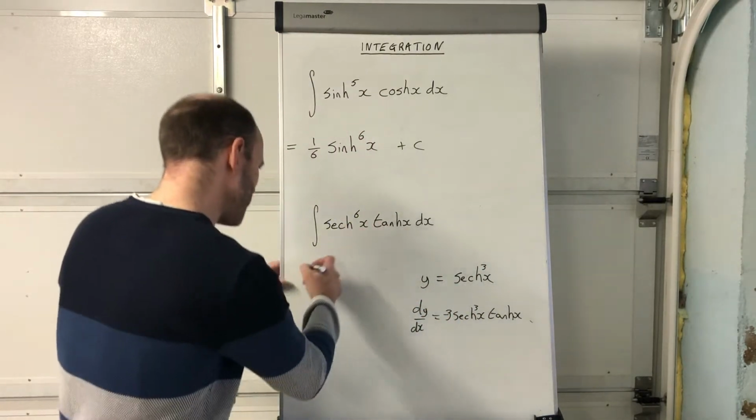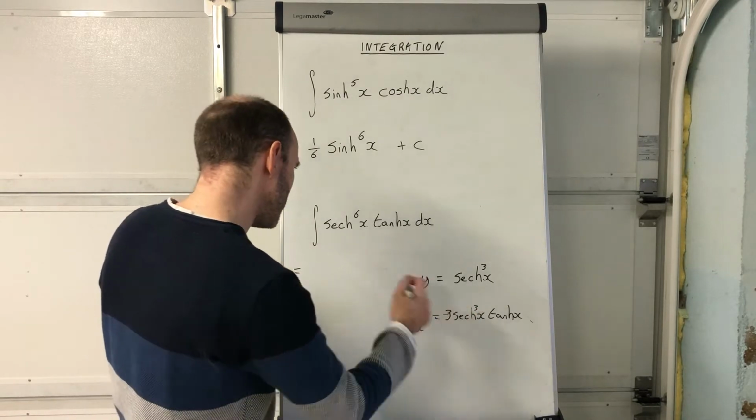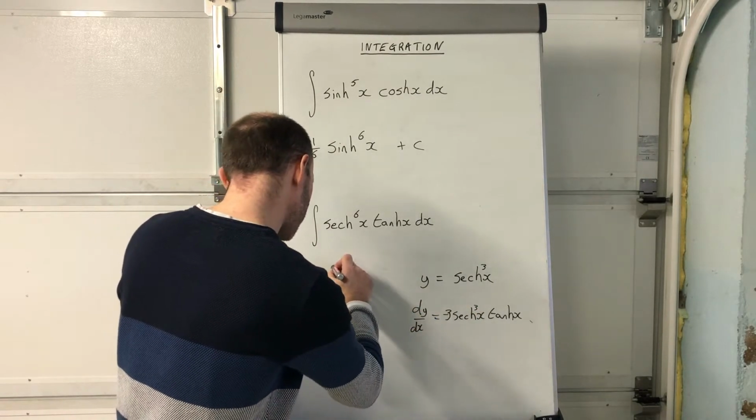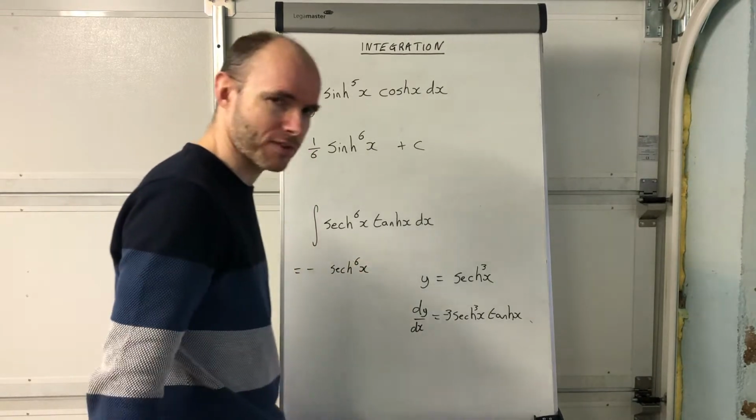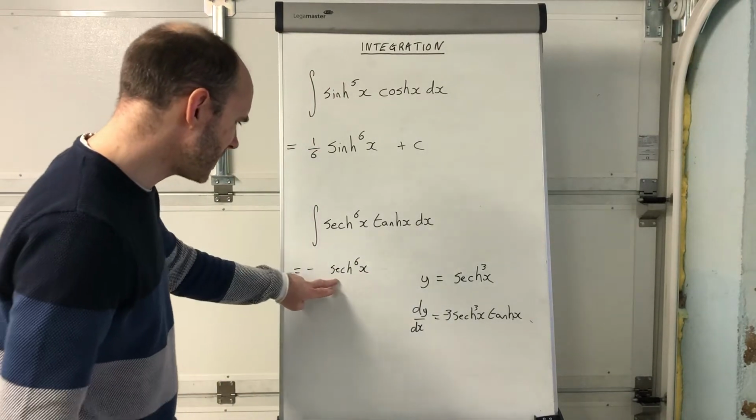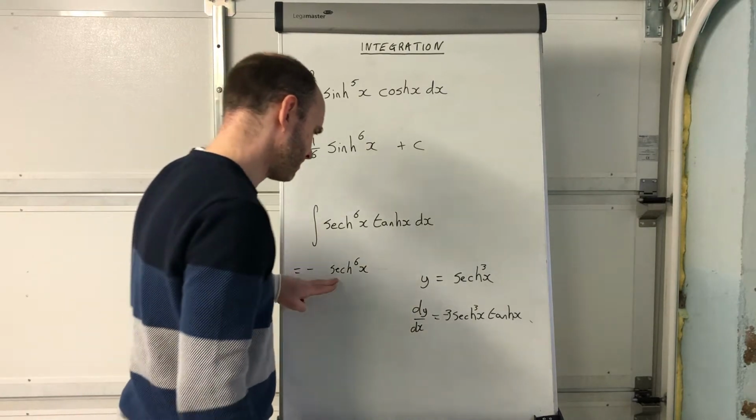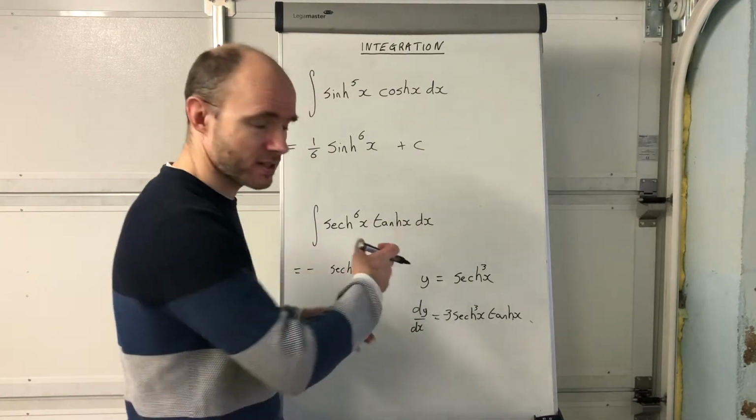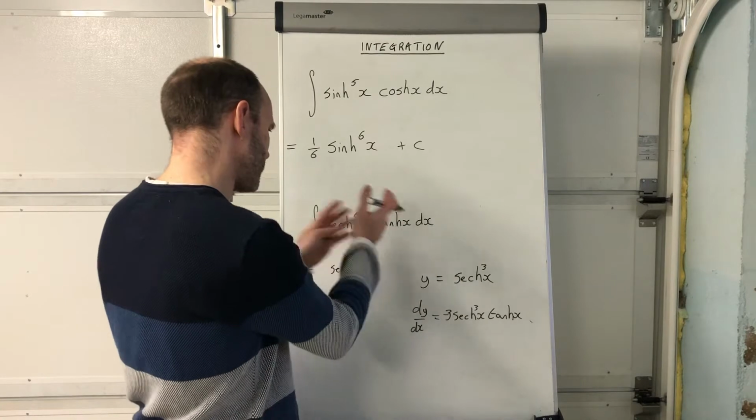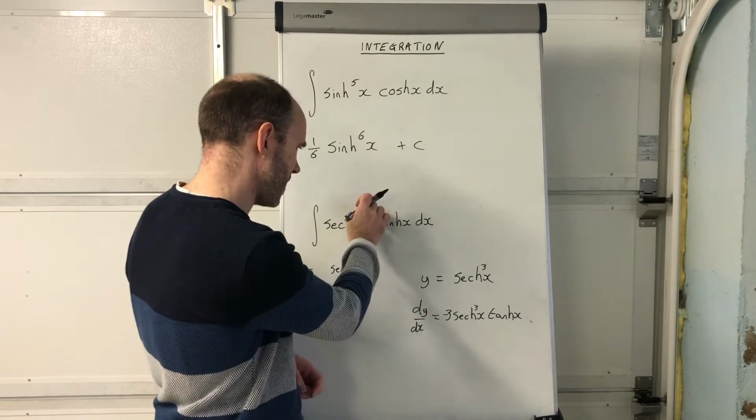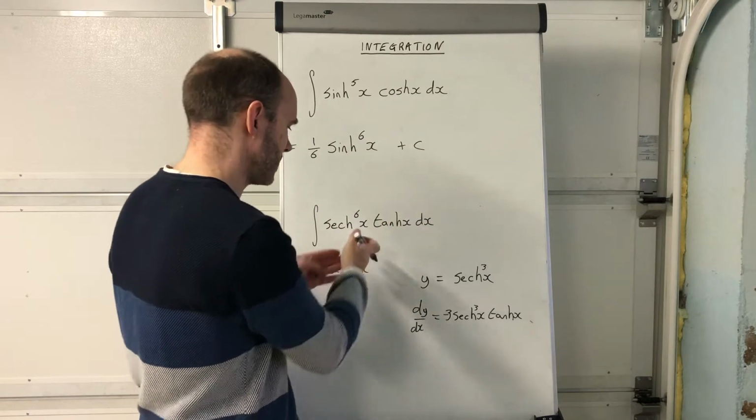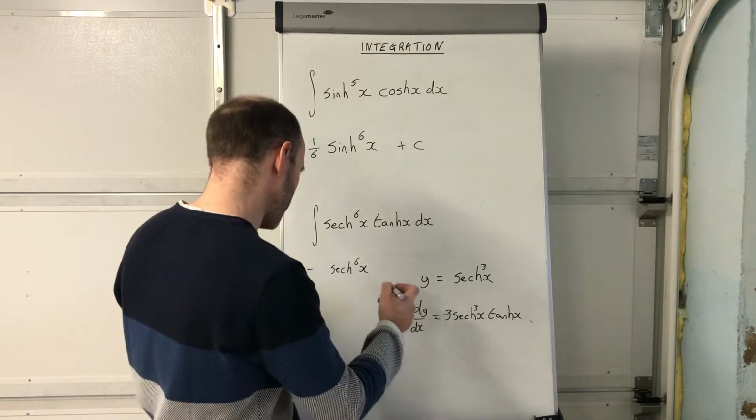So that means we're going to try negative sec to the power of 6x, and I'm going to leave a gap there for the coefficient. So when we differentiate sec to the 6x, you're going to have 6 sec x to the power of 5, so sec to 5x, and then sec x tan x, sec to the power of 6x.